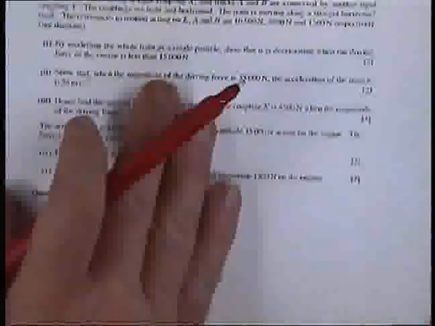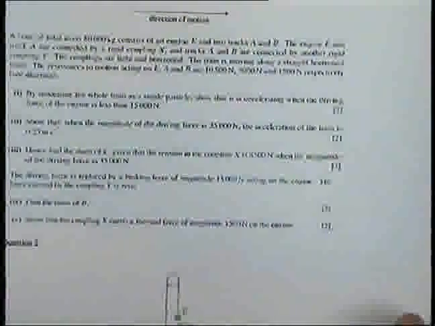So the first part of the problem is to model, and it's actually told us, by modelling the whole train as a single particle. So it's given the hint that we should be zooming out and considering this model as one particle. We need to show that it is decelerating when the driving force of the engine is less than 15,000 newtons. Okay, so that's part 1.